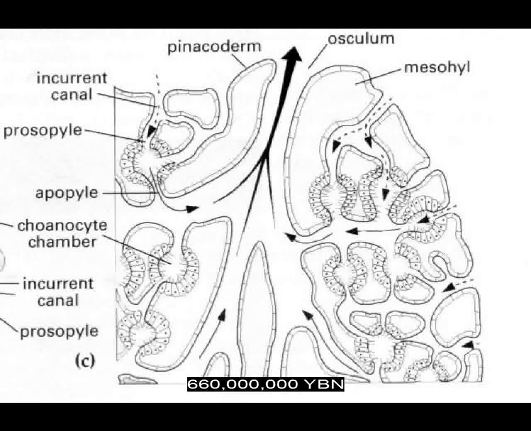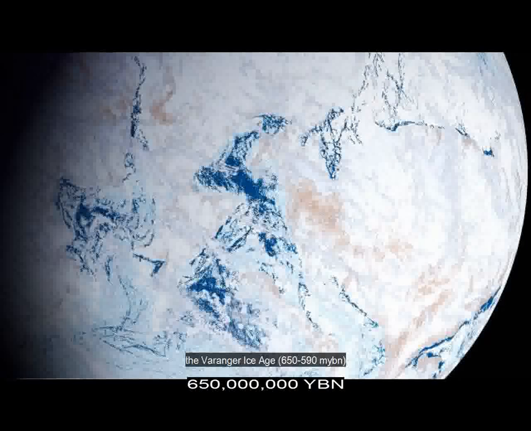The male gonad, testis, or testicle evolves in a sponge. In sponges, sperm are contained in spermatic cysts, which are choanocyte chambers transformed by the formation of sperm, spermatogenesis, but ova are distributed throughout the mesohyl, or middle layer. Start of the 60 million year Varanger Ice Age.